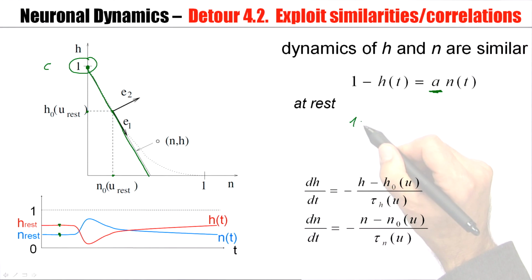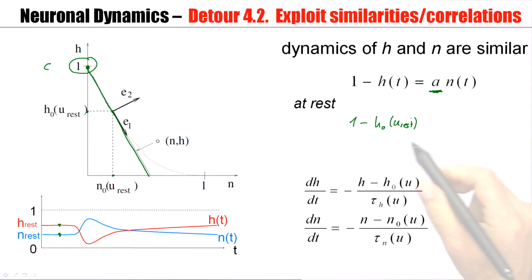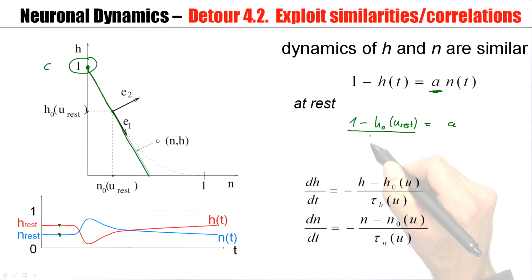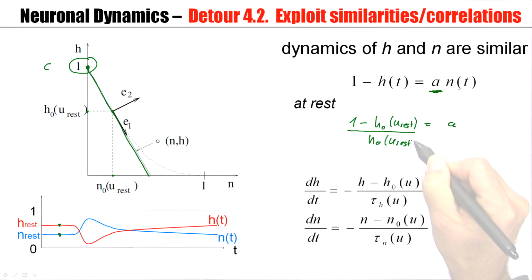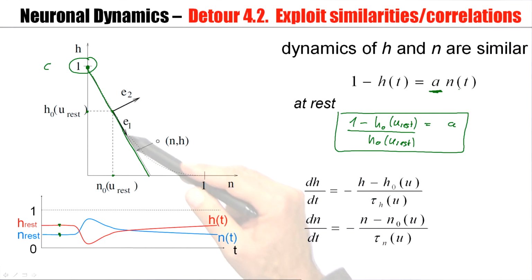So at rest, I have the condition h0 of u rest equals a times n0 of u rest. I put this to the other side, so I have h0 of u rest over n0 of u rest. And that would give me the slope parameter a once I fixed my constant c to 1. Okay, so this is how we can reduce the two-dimensional description in this two-dimensional plane to a one-dimensional coordinate that corresponds to the projection onto my green line.